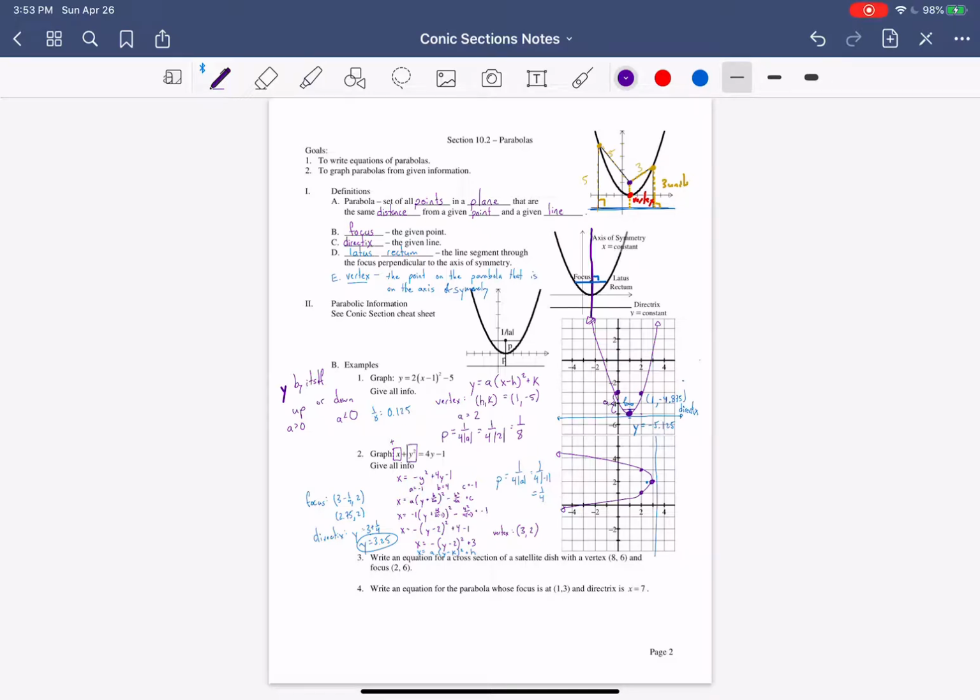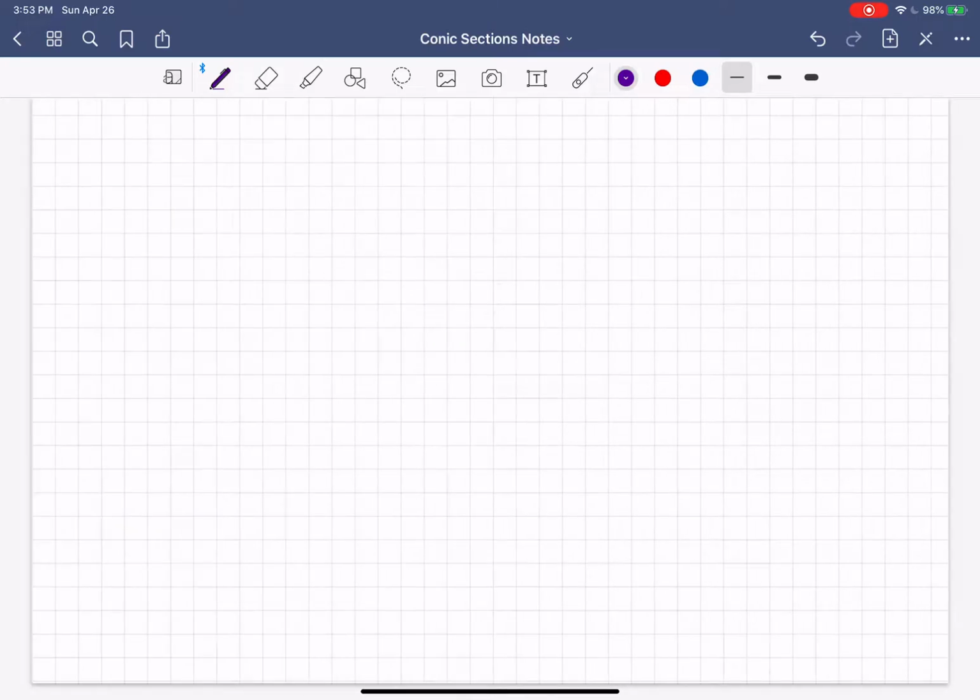All right, welcome to video 3, where we're going to actually figure out the equation of a parabola based on some information. There's not enough space down there to write the equation, so let's do this on a separate page where we have more space. So I'm going to rewrite this. We know the vertex is at (8, 6).